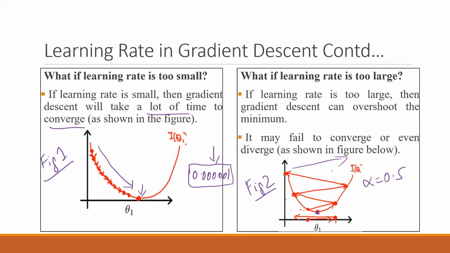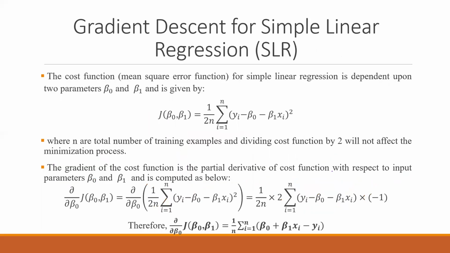So you have to take a call on your end, on how much learning rate you have to use. Now, gradient descent for the SLR. The cost function, the mean square error function for simple linear regression, is dependent upon two variables, beta naught and beta 1, and this was the equation that we have already seen.